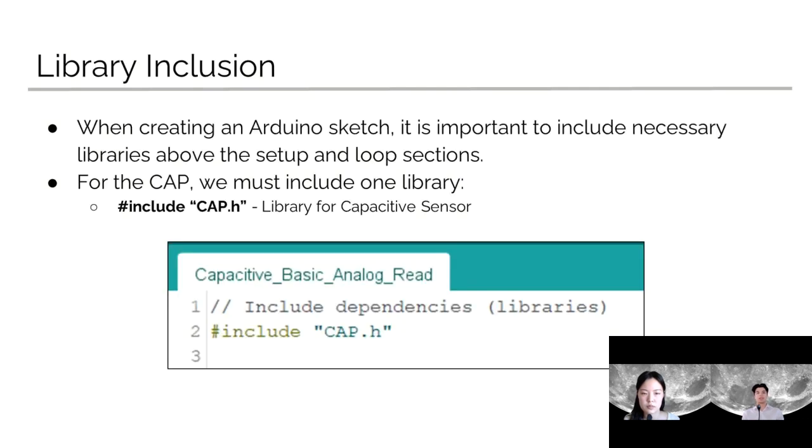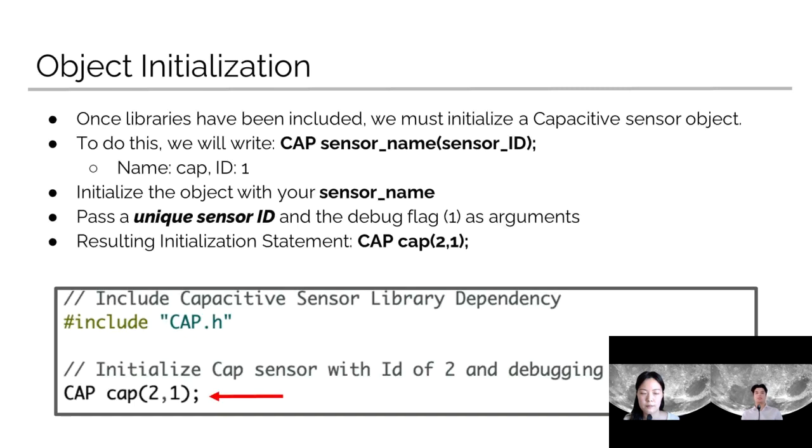So next, we're going to be talking about the library inclusions. Which libraries will we need to be including for this sketch? For this sketch, we'll just need to include one library, and that is the capacitive sensor library. Now, once we have that library included, we can then move on to object initialization.